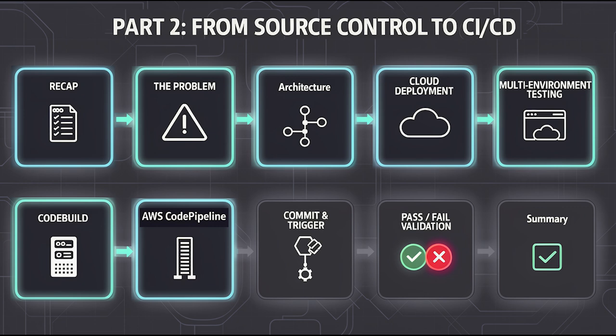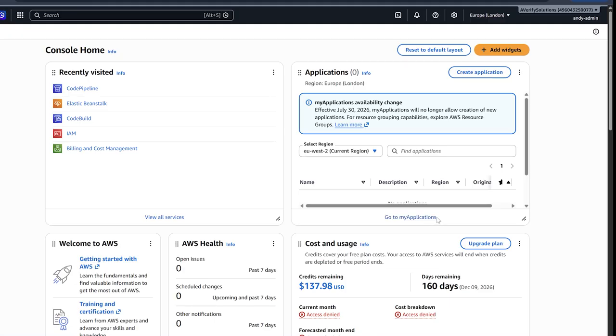The missing piece now is orchestration. We need something that can monitor our GitHub repository, coordinate our deployment, trigger the Playwright tests, and then make a pass-fail decision. And that is exactly what AWS CodePipeline is designed to do. Back to the AWS console then. What I'm going to do to start is create a pipeline to deploy the application to Elastic Beanstalk.